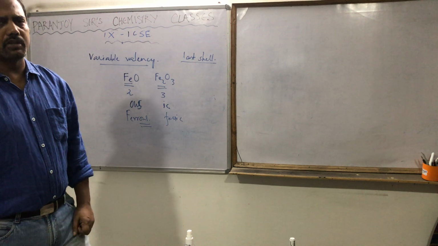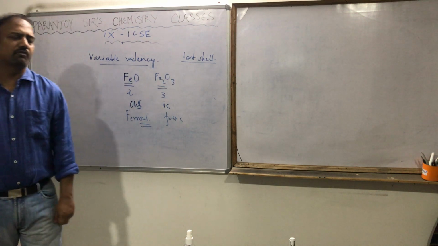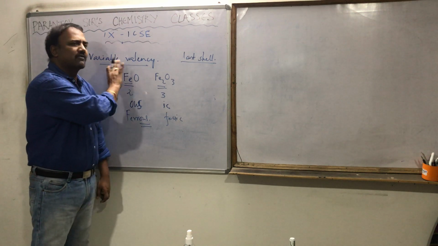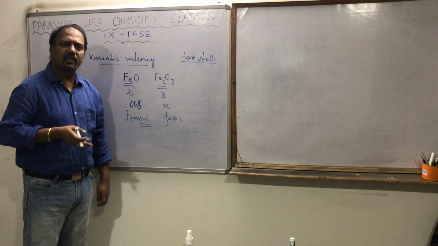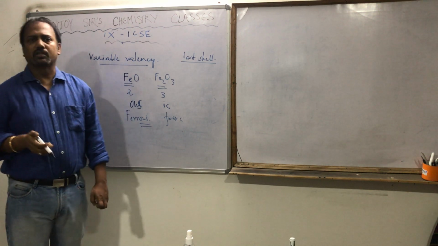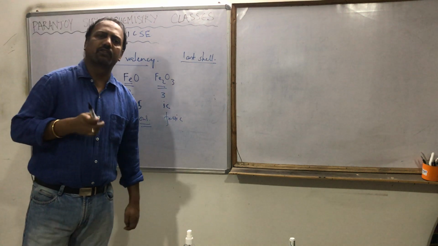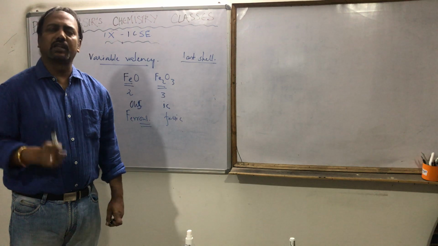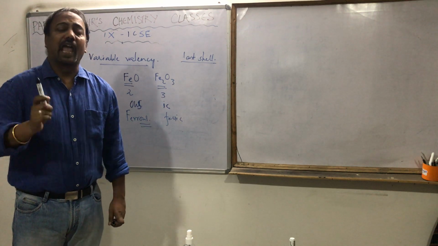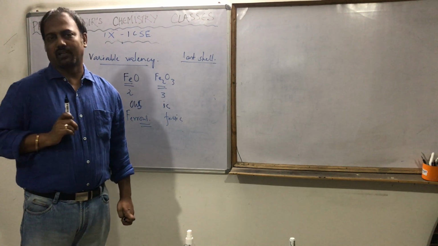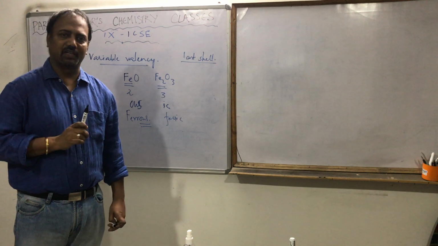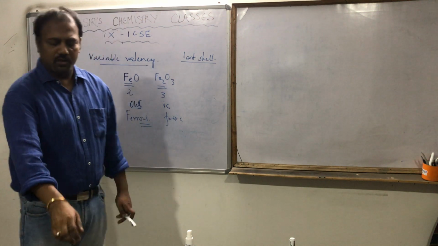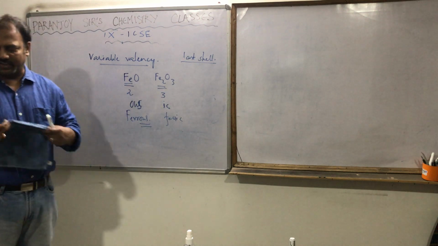Just like that, as I told, there are so many examples where we can very easily see that the variable valencies are there. And why are the variable valencies there? That is just because the electrons of the penultimate shell are taking part in determining the valency along with the valence shell. It's not that only the penultimate shell's electrons, but along with the valence shell electrons. Is it clear? So that's all about the variable valency.